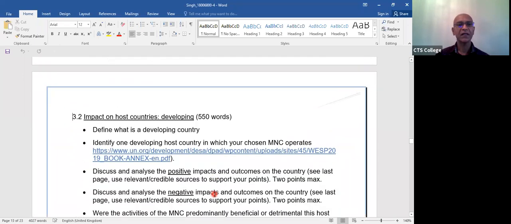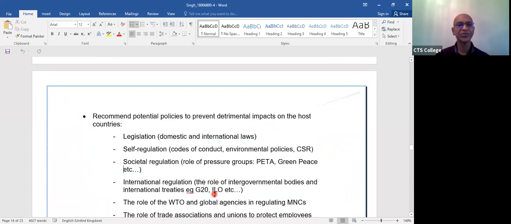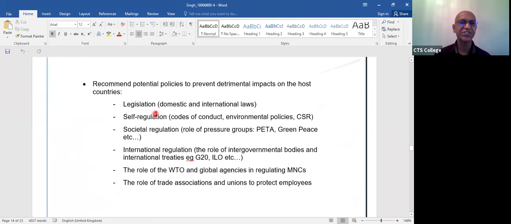Remember, some of the recommendations we proposed last day include legislation, both domestic and international, self-regulation. MNCs can adopt codes of conduct, codes of ethics. They can govern their own activities through the use of CSR campaigns, social regulation from pressure groups, international regulation from signing on to treaties like the United Nations Conventions on the Protection of Employees, also by ratifying the policies of international organizations such as the ILO. Students, ratify means to implement.